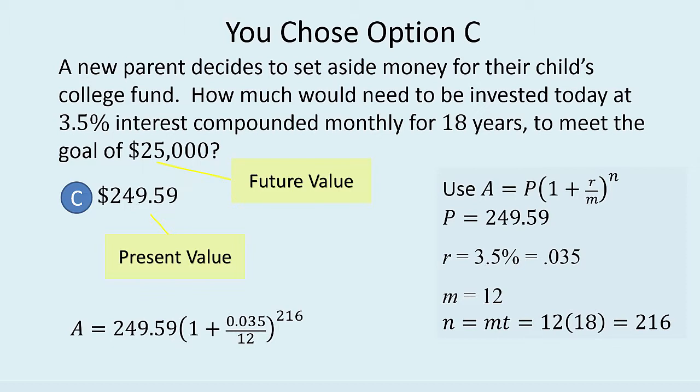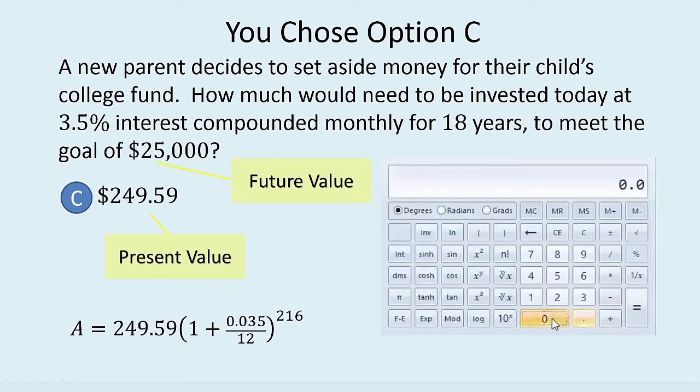Remember not to round off intermediate steps. Observing the correct order of operations, we start inside the parentheses with the division. 0.035 divided by 12. We take that value and add 1 to it, and then we take that value and raise it to the 216th power. X to the y, 216, is equal to. This gives us the entire quantity raised to the power, which we now just need to multiply by 249.59. That results in a future value of $468.20, which is not $25,000.